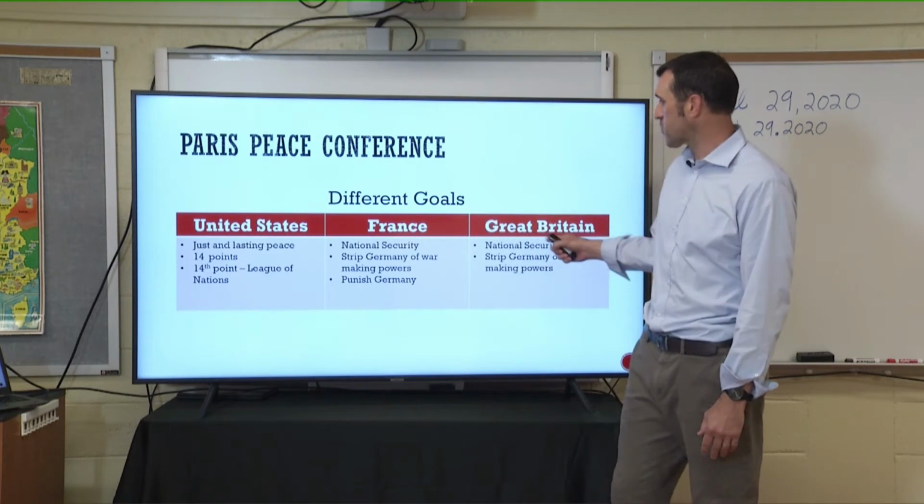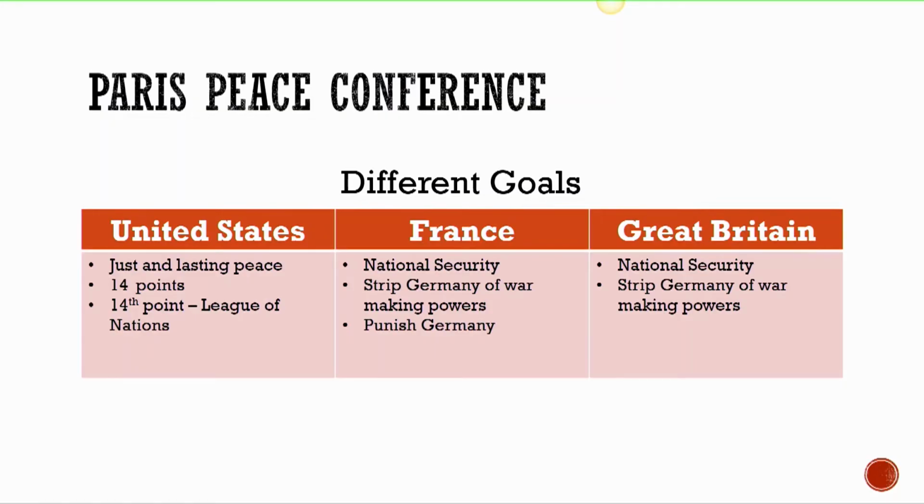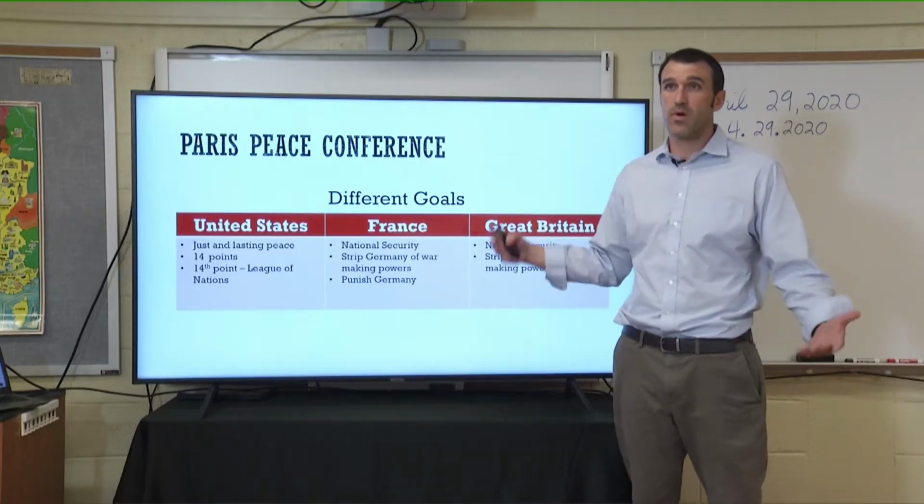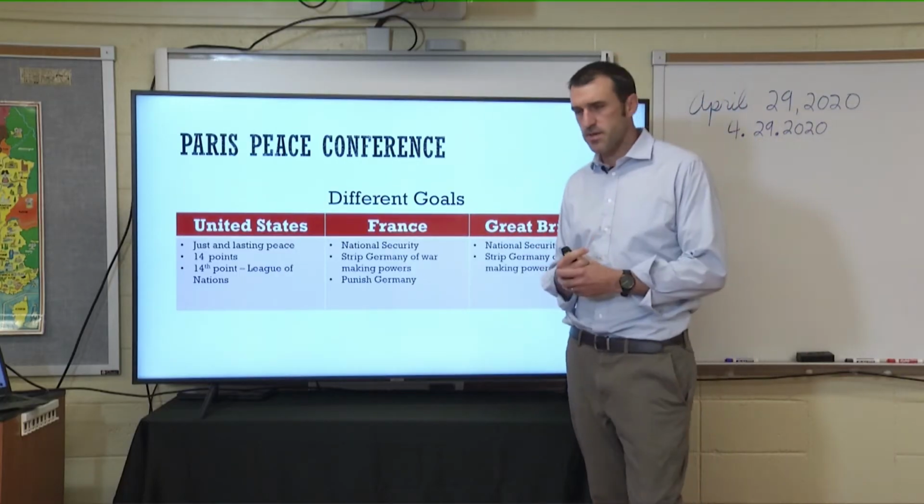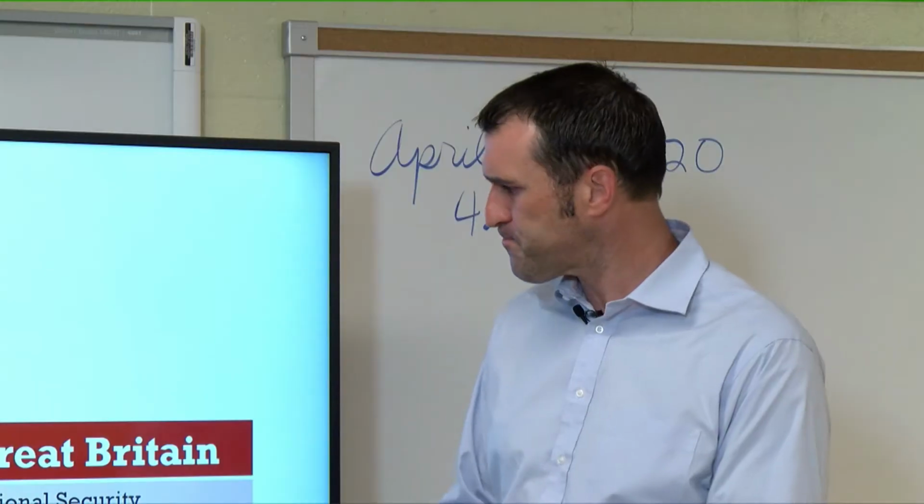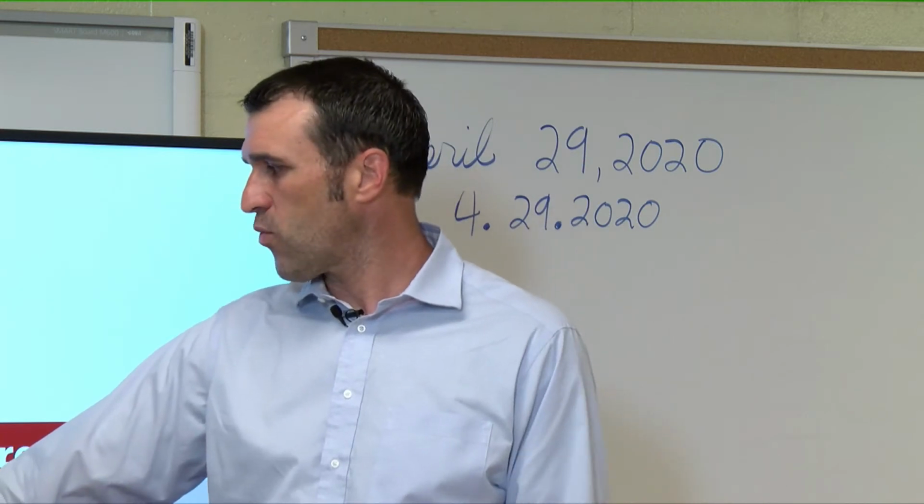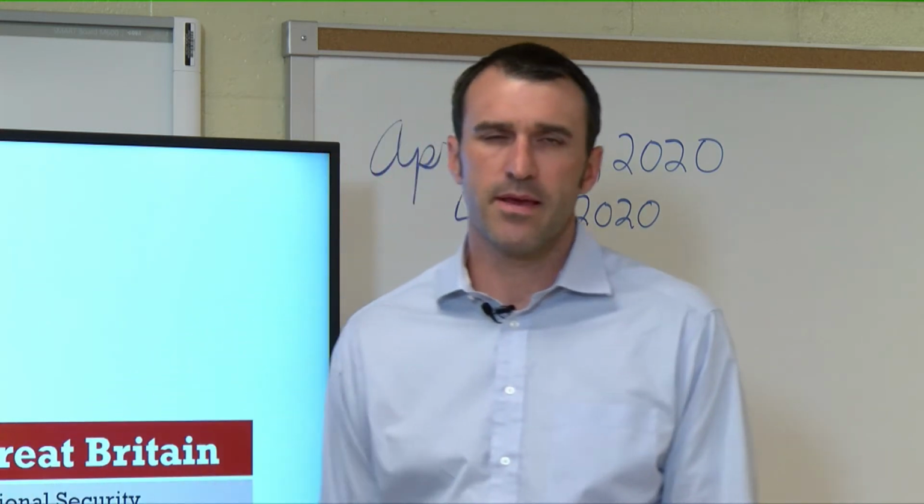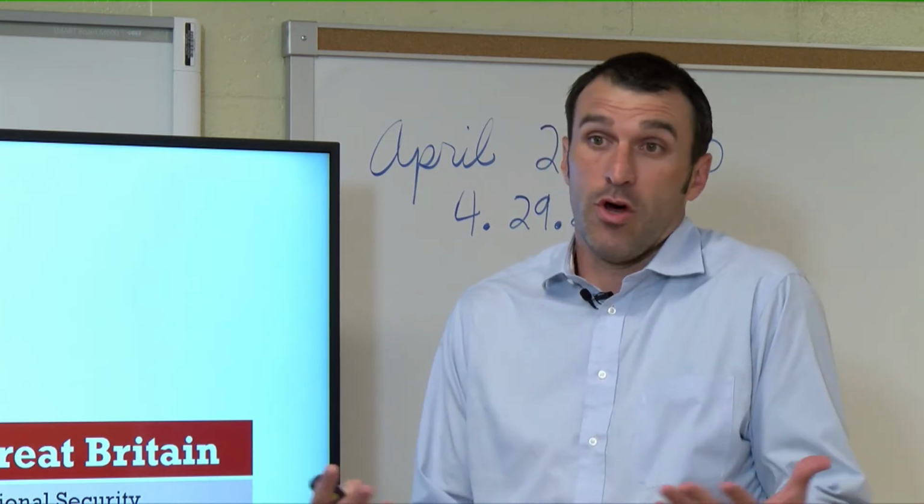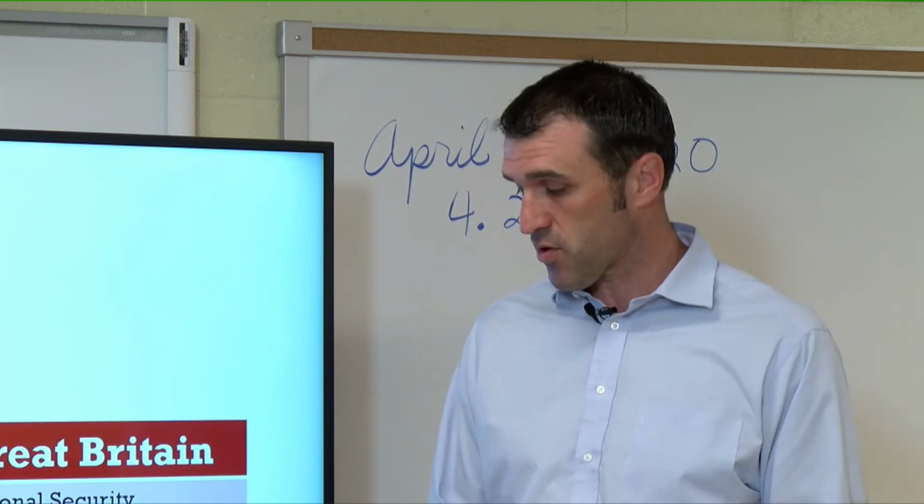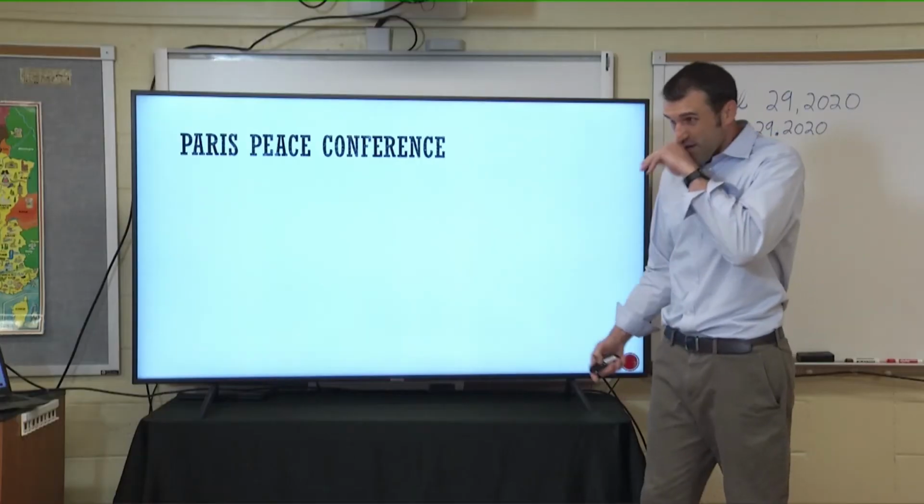Now, the third country, Great Britain, was probably somewhere in between the two. Not on mainland Europe. Fighting didn't occur in Britain, so they didn't experience that cost in that sense. They too wanted national security, particularly with the waters surrounding Great Britain, and wanted to limit Germany and its navy specifically, to strip Germany of its war-making powers, but they weren't wanting to be quite as harsh with Germany as France was. They would love for Germany actually to be rebuilt so they could trade with them, and that would be good for everybody. So they came with different goals.